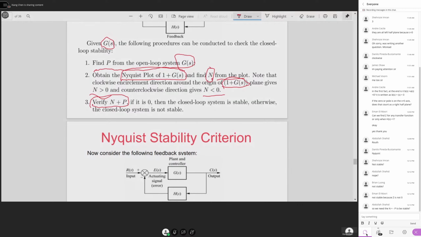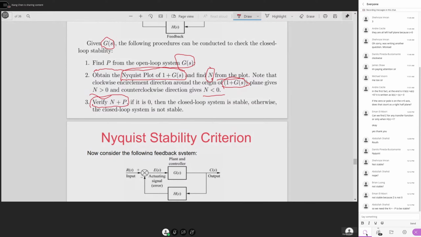Encirclement around the origin. So you verify n plus P. If this number is equal to 0, no problem. The closed loop system is stable. Otherwise, if n plus P is not equal to 0, then the closed loop system is not stable. You got my point?